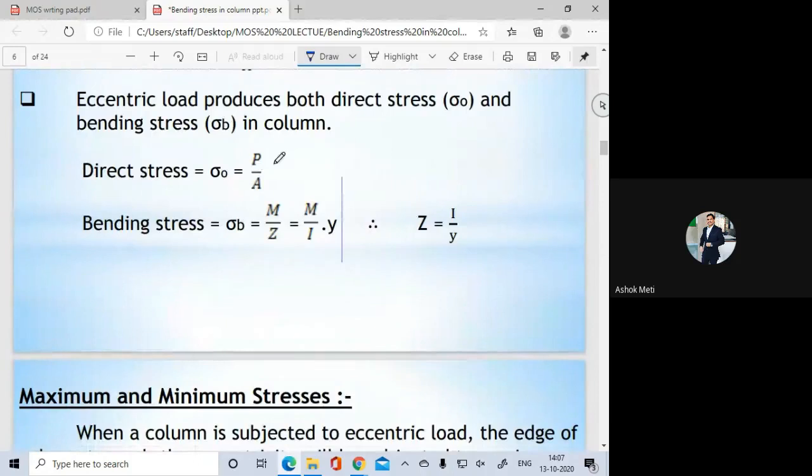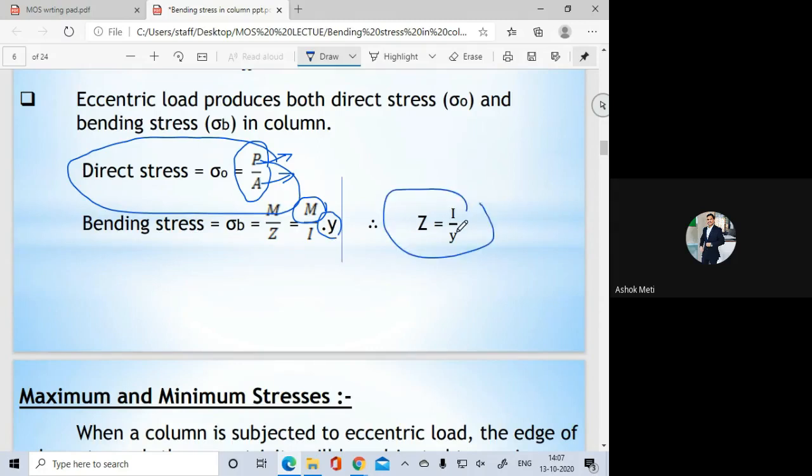So again, how to calculate these direct stresses? The direct stresses are calculated by using the stress equation, P upon A. P is the axial load, and A is the cross sectional area. And bending stress is calculated using the bending equation, M by I into Y. Okay, M is the moment due to the eccentric loading, I is the moment of inertia about a particular axis, and Y is the distance from the neutral axis to the extreme fiber. So the section modulus is equal to I upon Y.